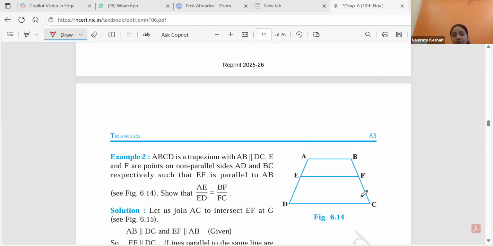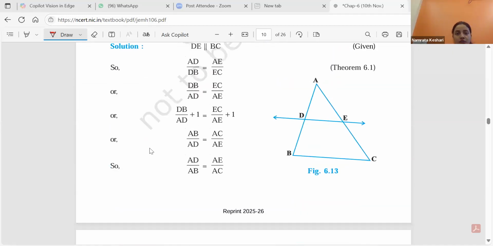Yes, ma'am. So it's not just a proof, it's an application. Whenever you have such a triangle where you have one line, just a moment, let me show you all the three cases so that you will understand.